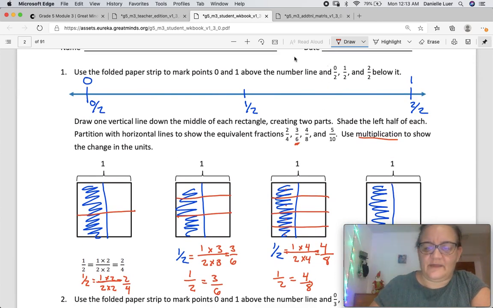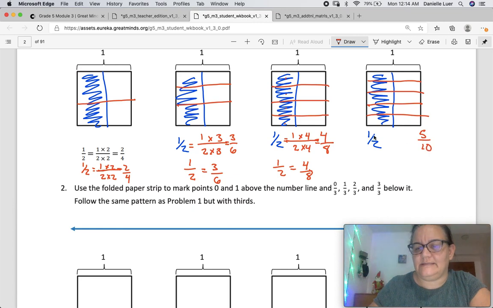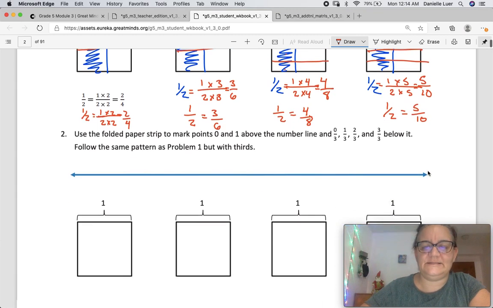Last one. Okay, so I've got my 2/4, 3/6, 4/8. Now the last one is 5/10. 1, 2, 3, 4, 5. Now I've got 5 out of 10 shaded. And I did that by multiplying both the bottom and the top of the fraction by 5. So 5 times 1 is 5, 2 times 5 is 10. 1/2 equals 5/10. All right, let's do it again.